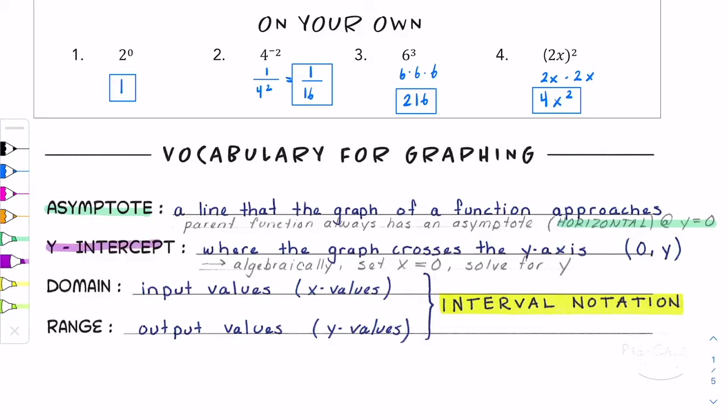When we're graphing, the y-intercept is another important factor, and this is where the graph crosses the y-axis. If you were doing this algebraically, you would set x equal to 0 and you would solve for y. For the parent function, the y-intercept is always at 1.